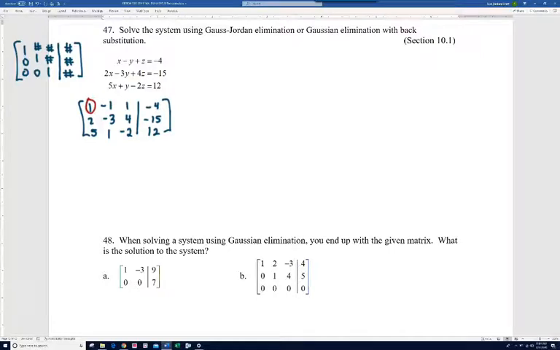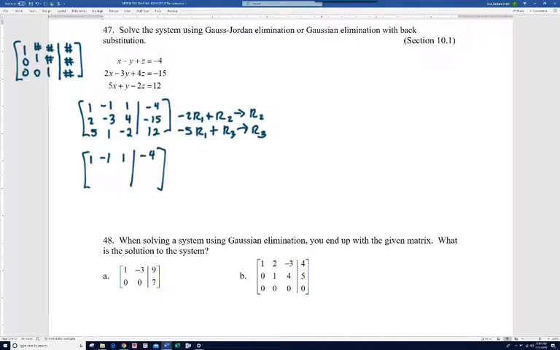Now notice I already have a 1 in the upper left-hand corner, so I don't need to worry about that. But I want to use that 1 to get 0s below. So I want to multiply the first row by -2 and add that to row 2. That way I'm going to end up with a 0 in this position here. And that's going to become my new row 2. And similarly, I'm going to multiply the 1 by -5 and add that to row 3, and that's going to become the new row 3. So again, you can see I'm using this 1 to get 0s below. So let's go ahead and do that.